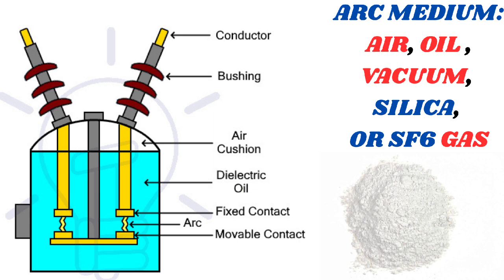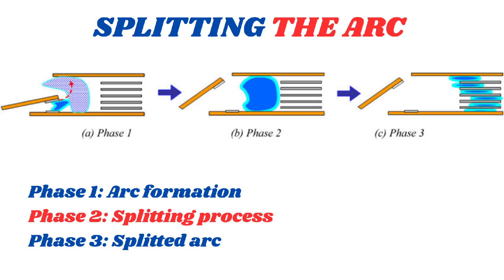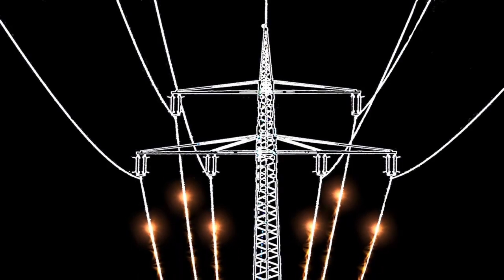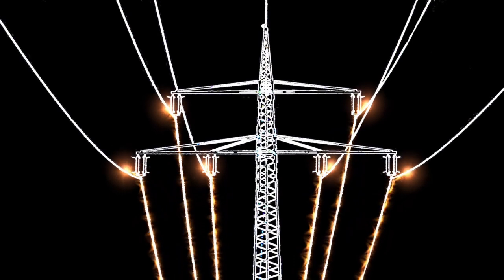The last technique is splitting the arc. Splitting the arc into multiple smaller arcs is a technique used to extinguish it more quickly and efficiently. When the arc is split, the energy dissipated by each smaller arc is reduced, making it easier to extinguish. Splitting the arc can be achieved through various means, including using arc splitter plates, or designing the circuit breaker contacts to split the arc.